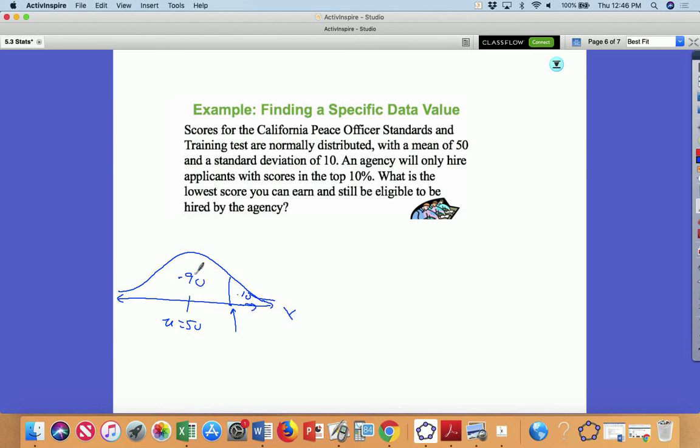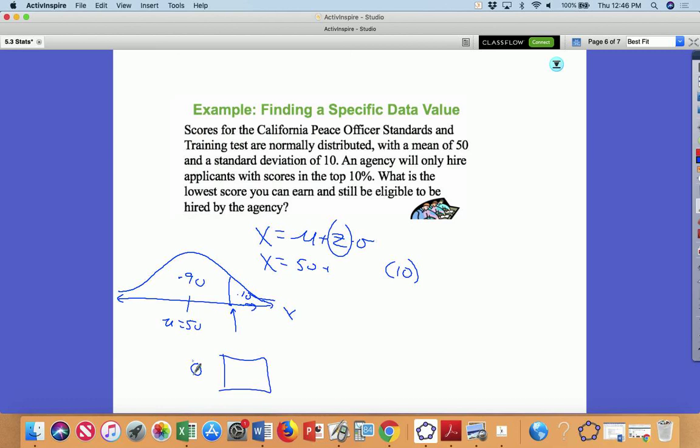Now here's a huge mistake that people make, and I don't want you to do this. Your formula is mu plus z times sigma. You do have the mean, and you do have the standard deviation, which is 10, but you do not have the z-score. A lot of times people put in the percentage. If you put 10% in, it's wrong. If you put 90% in, it's wrong. You need to find the z-score.